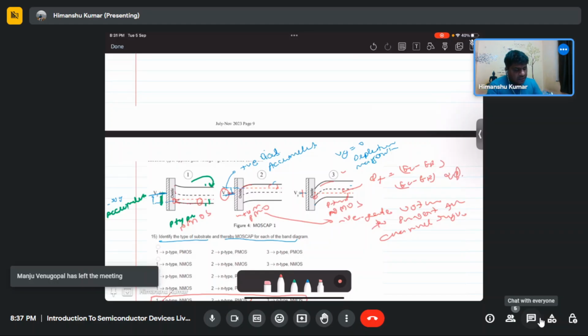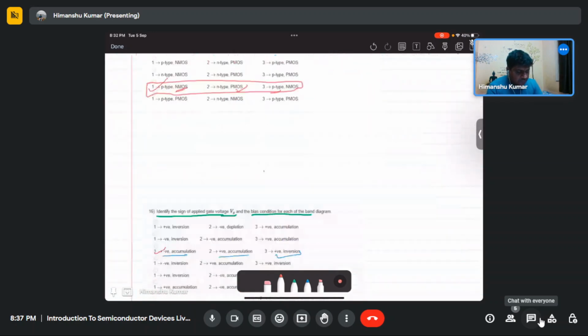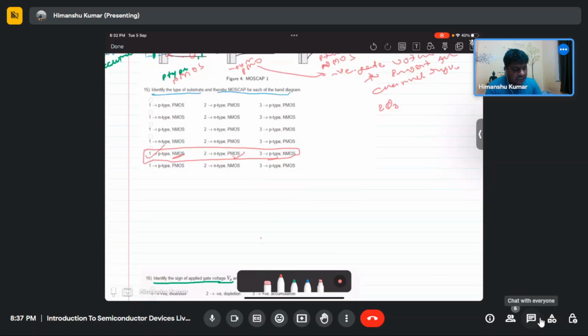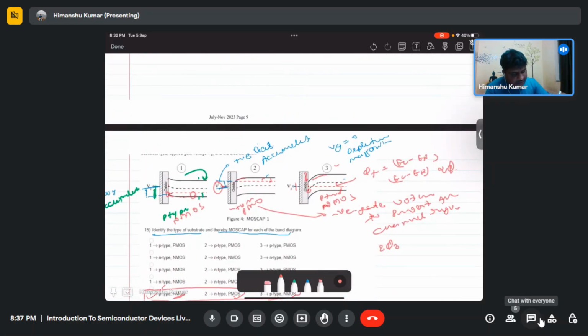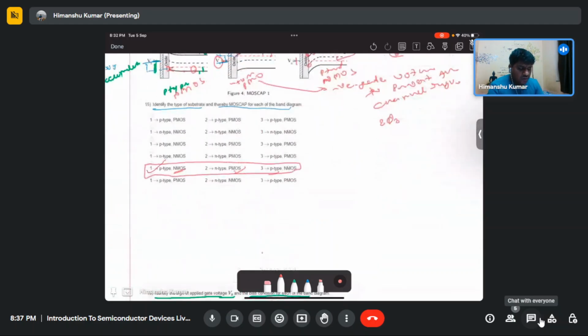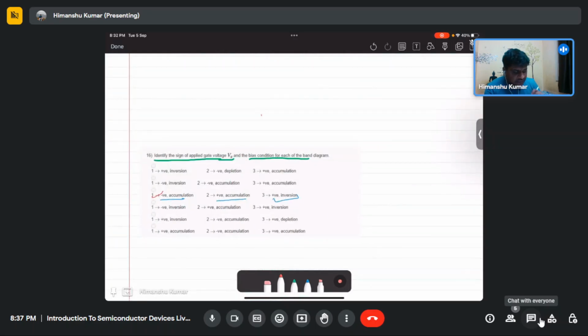So that means the total built-in potential is greater than or equal to 2 phi F, that is the case of inversion. When this happens, your electron concentration here becomes more than the majority concentration in the substrate region. Then you can say that inversion has happened.